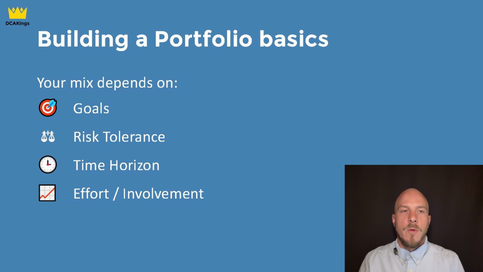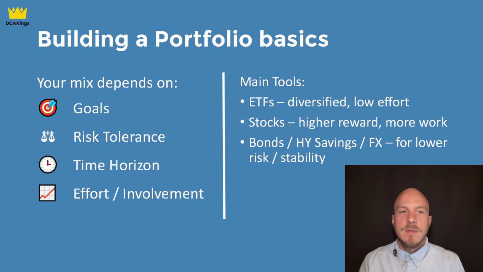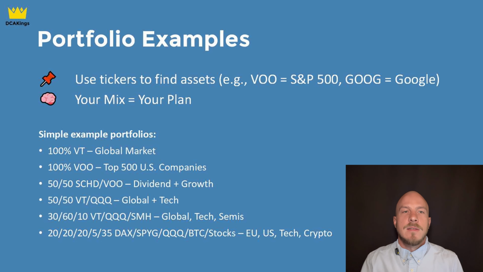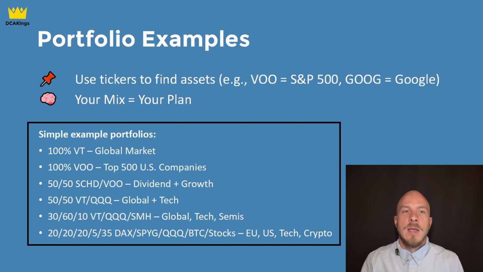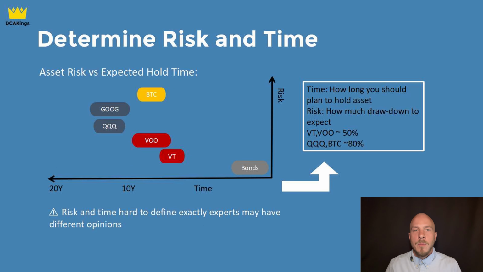When building a portfolio, think about your goal, your risk tolerance, your time horizon, and how involved you want to be. Most people use a mix of ETFs, stocks, maybe bonds, or just even a high-yield savings account. ETFs and stocks are identified by their ticker. For example, VOO is the S&P 500. Here's a few portfolio examples: 100% global with VT, or maybe mixes like VT and QQQ, or combos like DAX, SPYG, QQQ with some stocks and crypto.